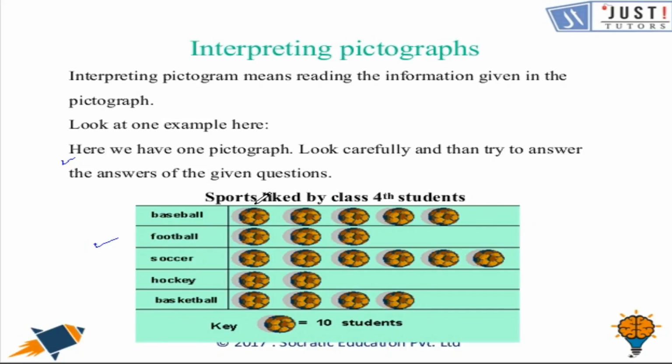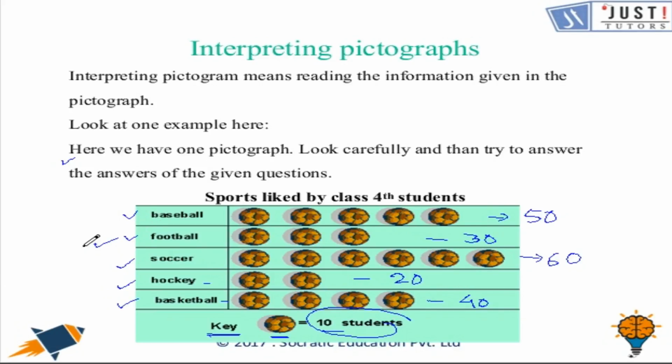So, baseball liked by class 4 students. These are the sports liked by students in class 4: baseball, football, soccer, hockey and basketball. Now baseball is 5? No, that's not 5, because one picture is like here. This is the key, the scale used here. It's liked by 10 students. So baseball is 50, football is 30, soccer is 60, hockey is 20, and basketball is 40. That's right. So these are the number of students who like their respective game.